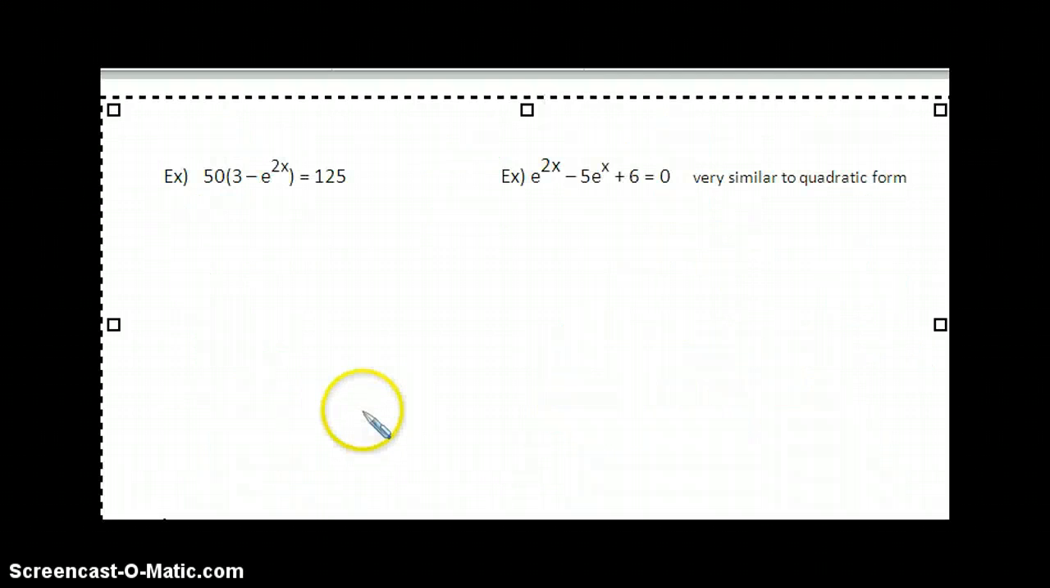Okay, so our next example, we're dealing with exponent world here. Our base is e. There's the exponent we're trying to solve for, so we need to isolate that. First thing we have to do is get rid of the 50.